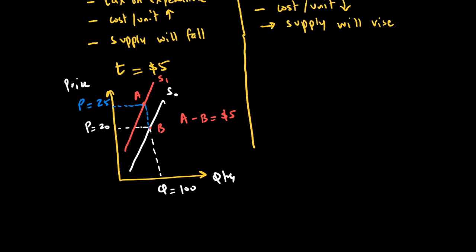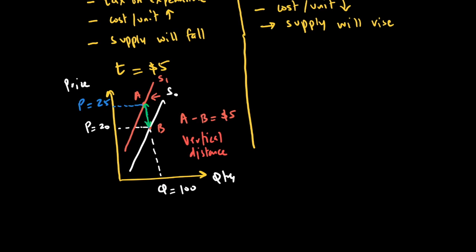So when you put a tax on a good, the supply curve will shift backward, where the vertical distance is your amount of the tax. It's an important thing to remember, because it gets tested a lot in exams. So this vertical distance is your amount of the tax.